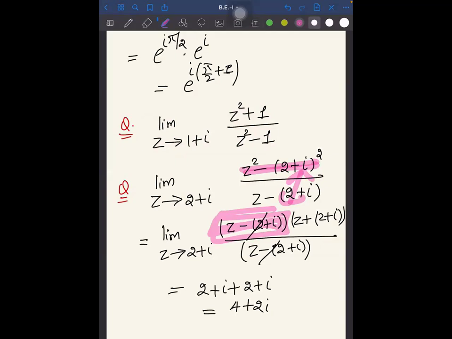But here, is it a factor? No. Try to put this. Will it become 0? No. So what does that mean? We'll be directly putting that value and we'll get the answer. Okay?